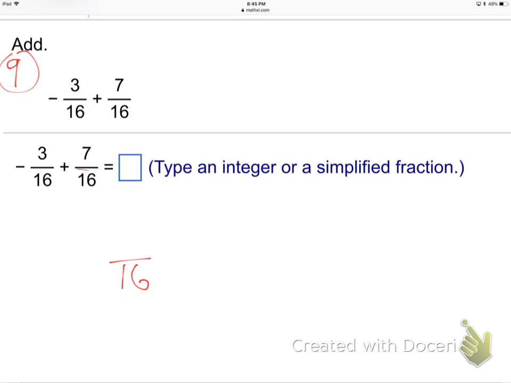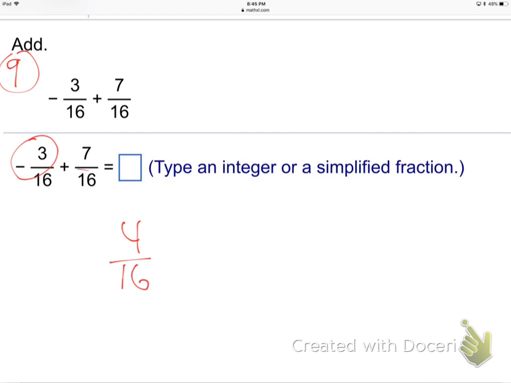No. That's negative 3? Is that negative on the 3 or is it on the 16? It's on the whole fraction, huh? Yeah. It's subtract 3/16. So 7 minus 3 is 4. 4/16.